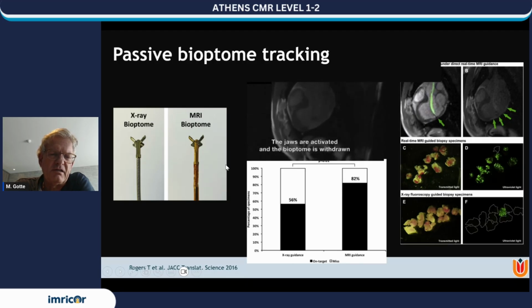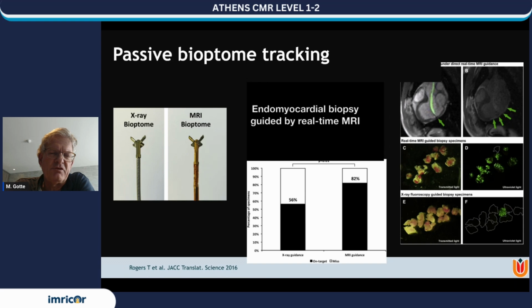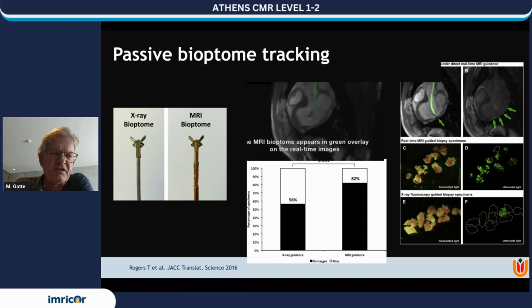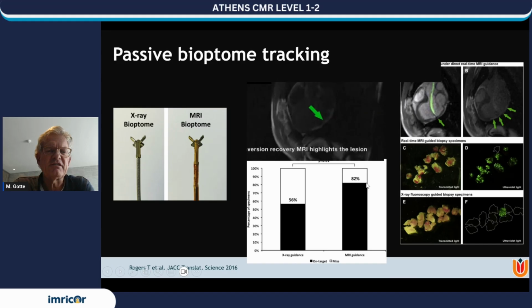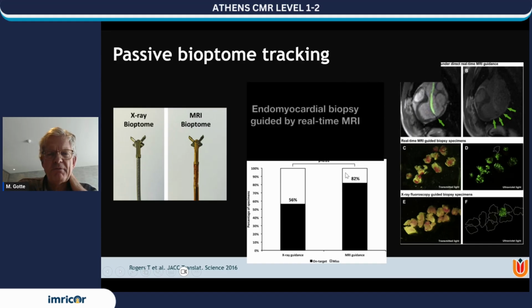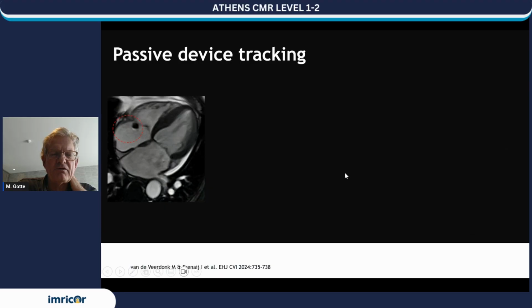So we have one that we can visualize better, and that we can visualize integrated with the visualization of the heart. But the downside is that the maneuverability and the strength of the forceps are less, but still, with an MR guided biopsy, the clinical yield is higher. However, this is not what we perform in Amsterdam, but it is a way how you can use passive tracking of devices, and it is low-hanging fruit.